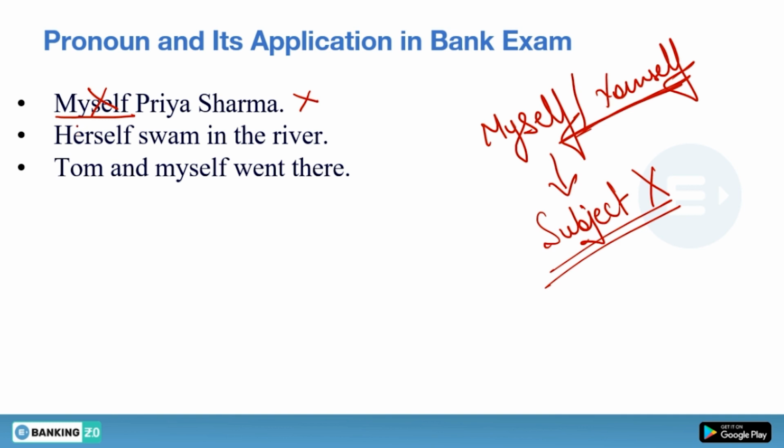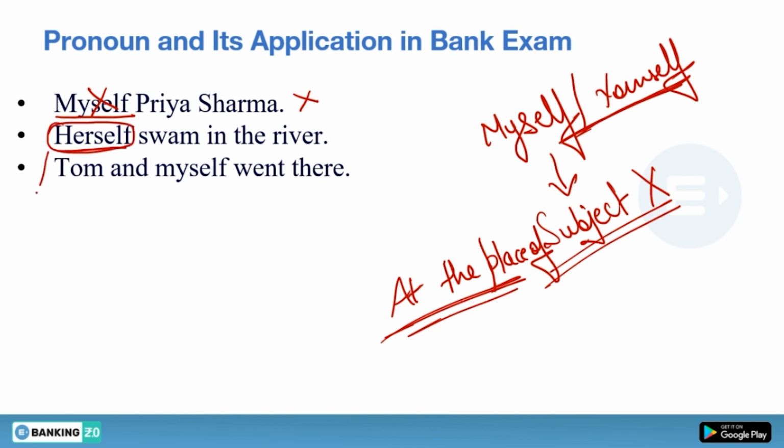Okay, myself, yourself, themselves, all these pronouns cannot be used at the place of subject. Understood? Herself swam in the river. Similarly, you cannot use herself. You have to have a pronoun of subjective case. She swam in the river. Similarly, I am Priya. Okay.